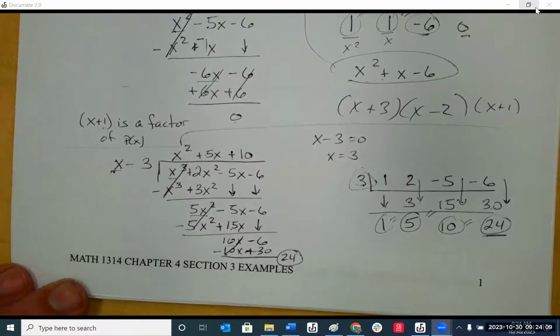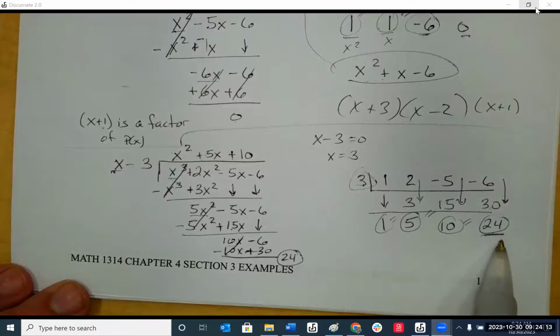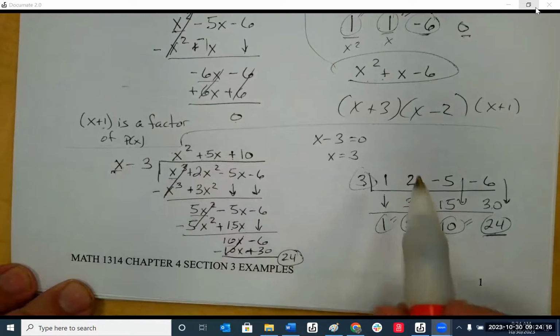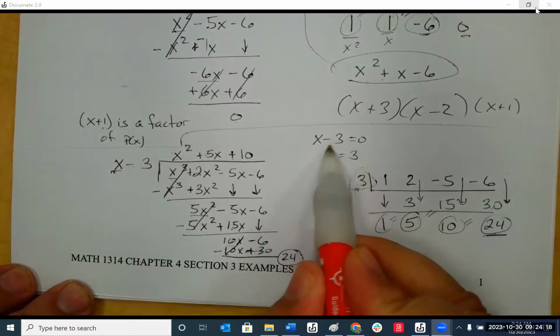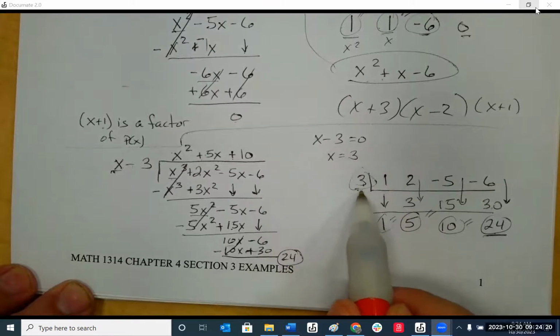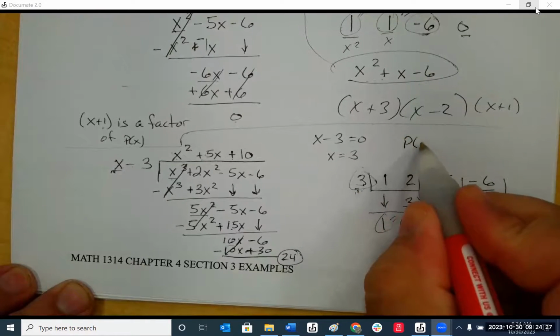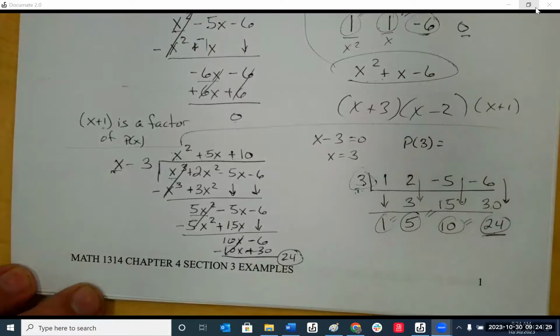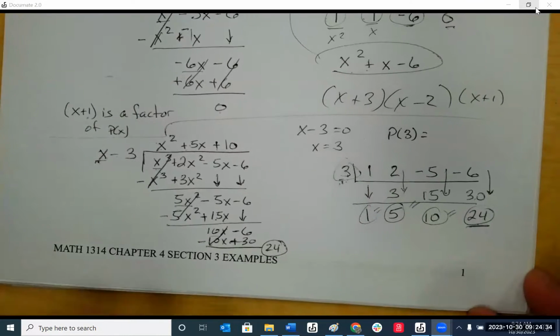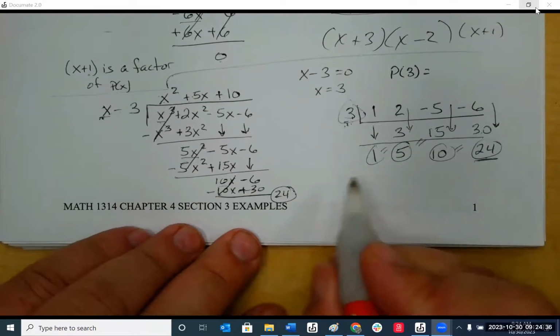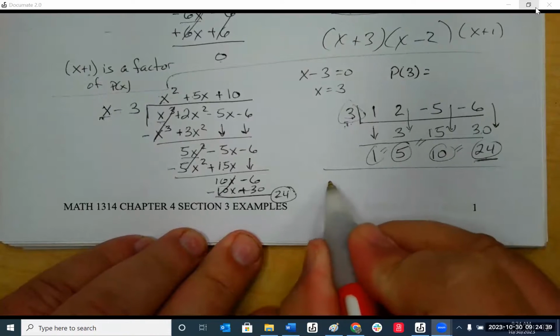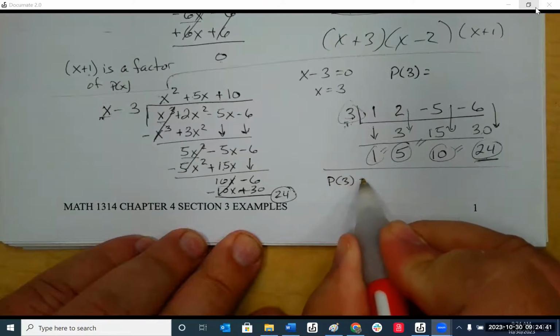And there's one more thing here. You notice how both of these remainders are 24? What if we took this number? If we took the factor and set it equal to 0 and solved for it, what would happen if we took this and put it inside the function? Let's try it. Let's try P of 3.